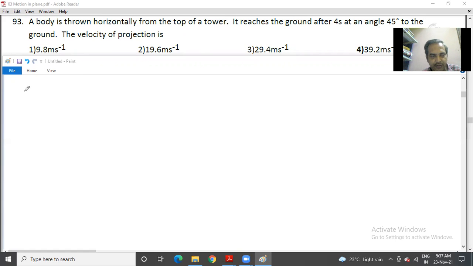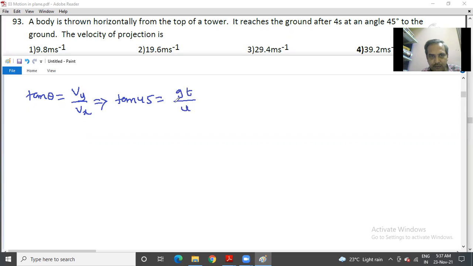So just now we have written that for the angle made by the projectile with the horizontal, tan theta is equal to vertical component by horizontal component. So theta is given as 45. Tan 45, vertical component is gt by u. So from this you will get the value of u. So tan 45 is 1, g is 10, t is given 4 seconds, by u. So you will get u as 40 meter per second.